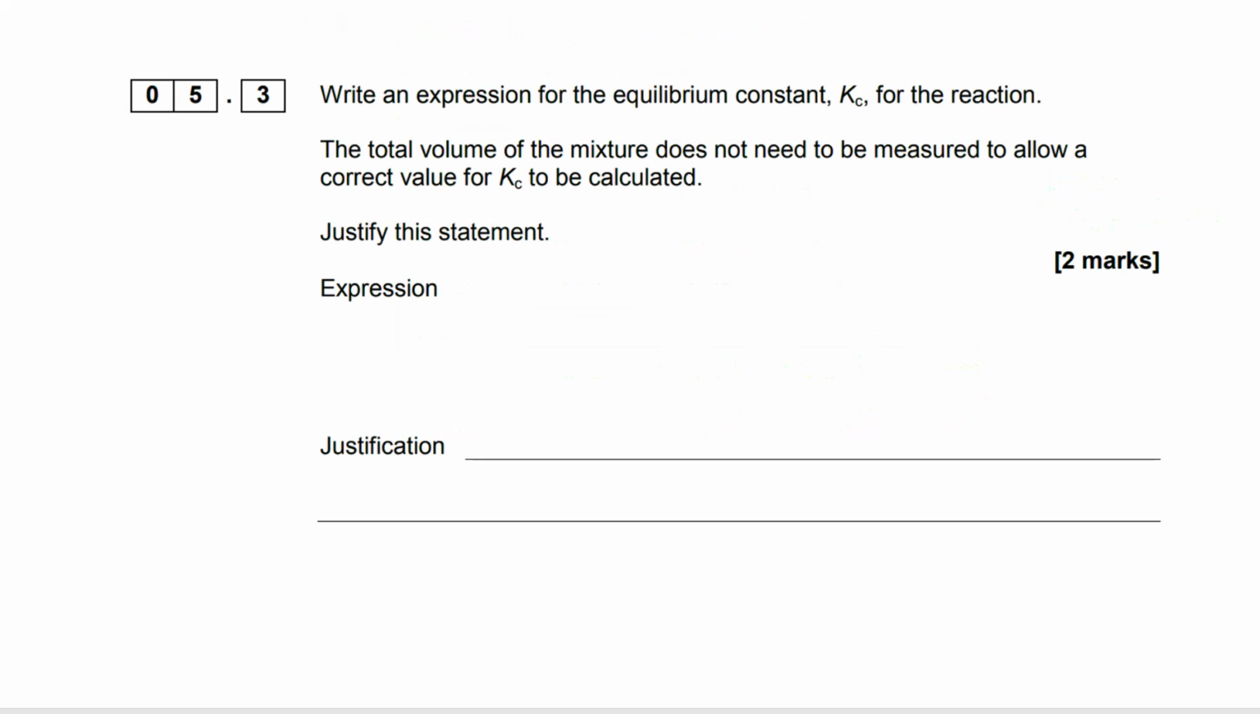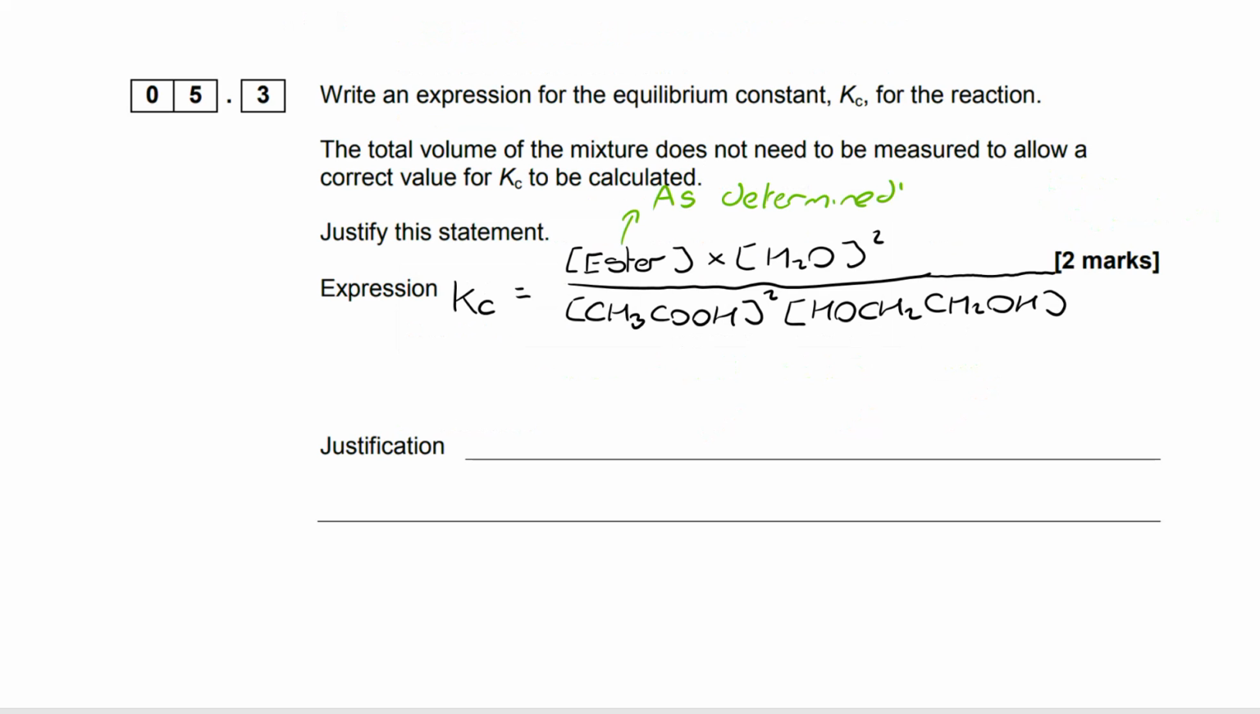Then we move in to the expression for KC. Lots of things that you need to remember here. You've got to remember that products go over reactants. You've got to remember that the powers within the expression for KC come from the balancing of the equation. So it's H2O squared because it was 2H2O. It's CH3COOH squared because it's two ethanoic acids when you balance the equation.